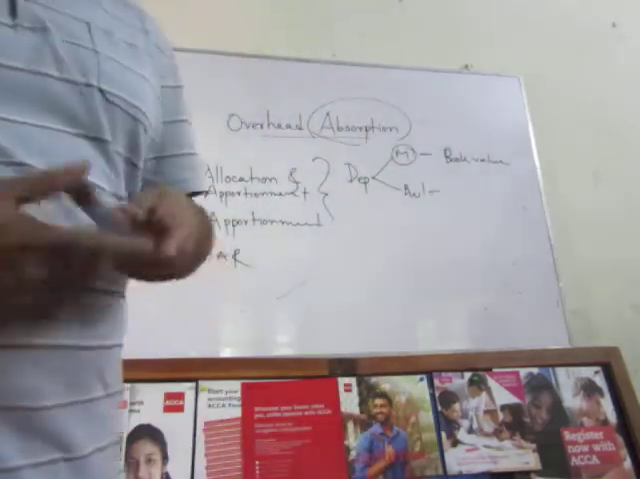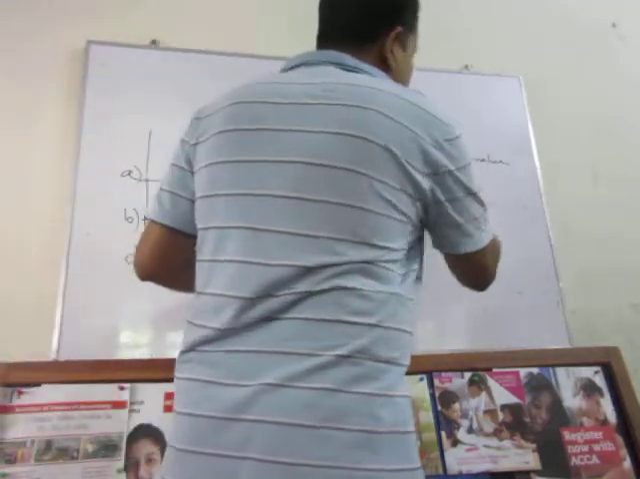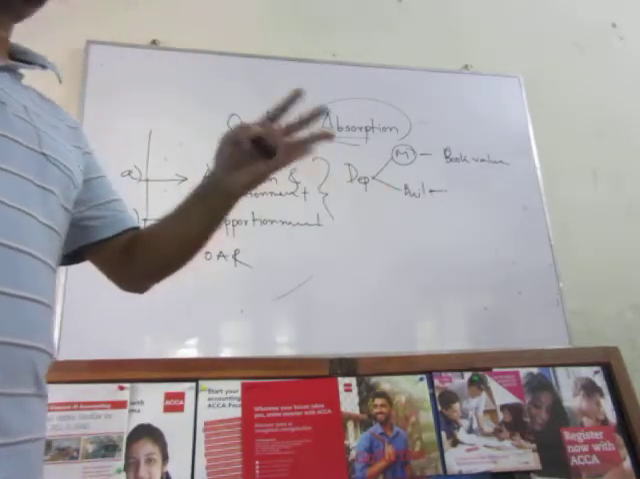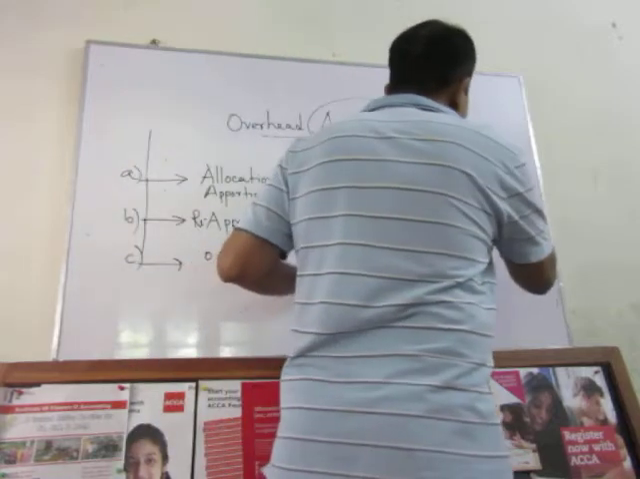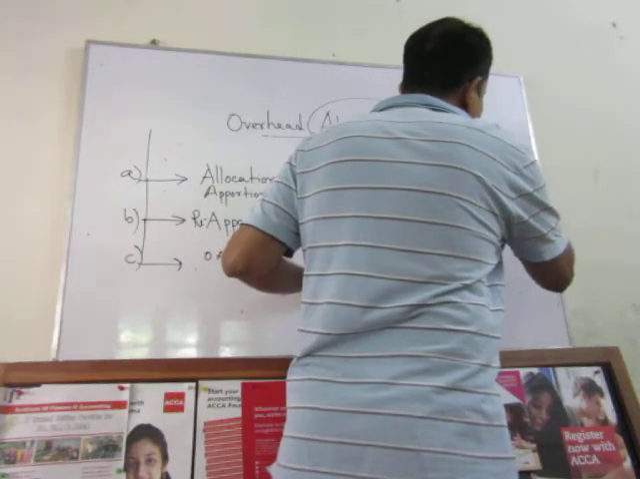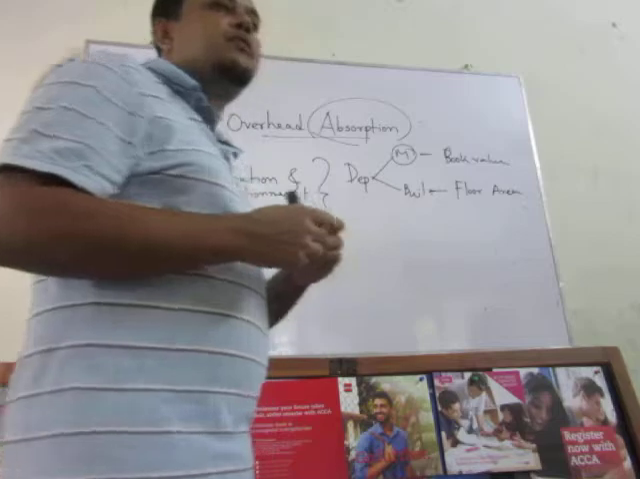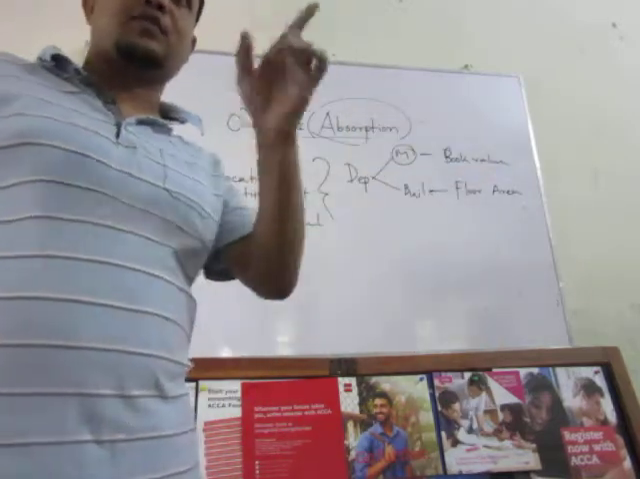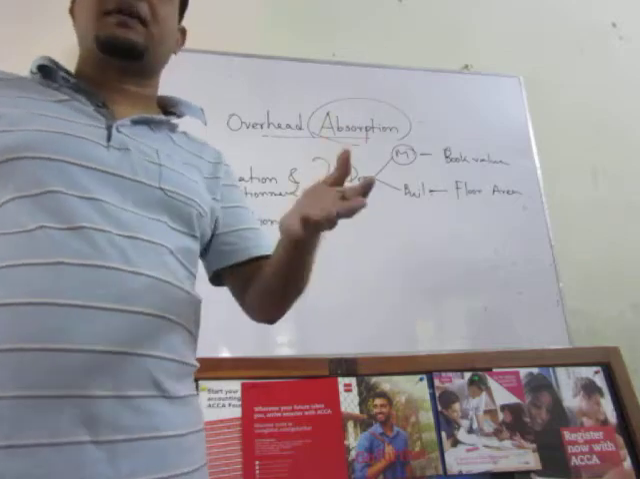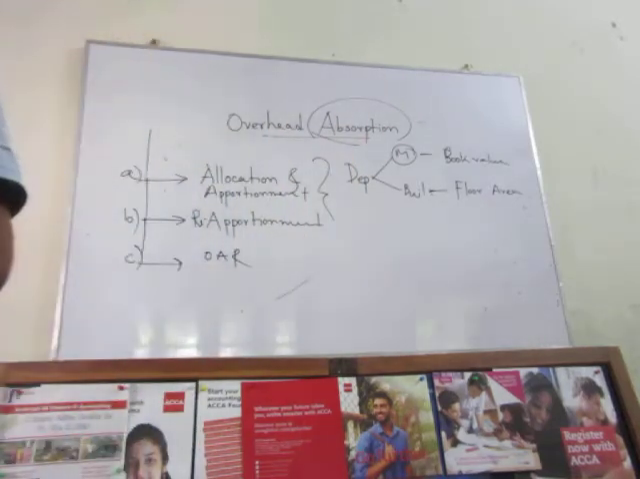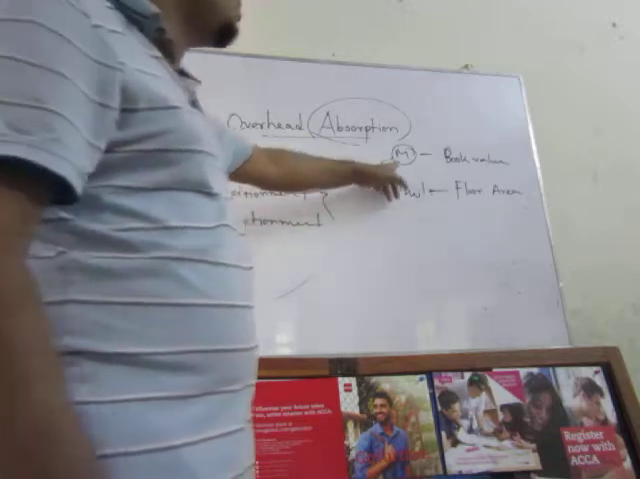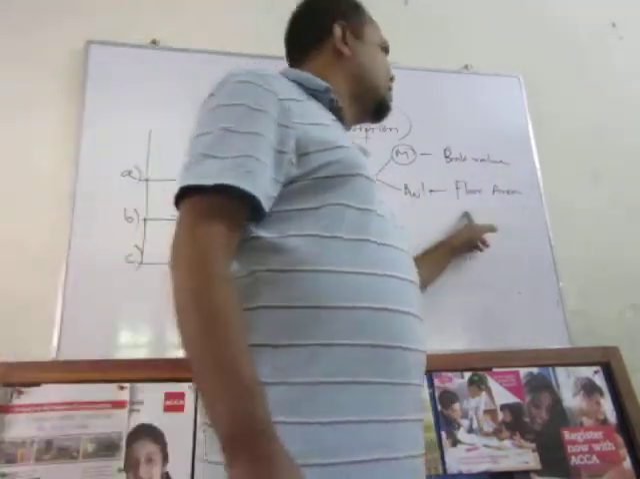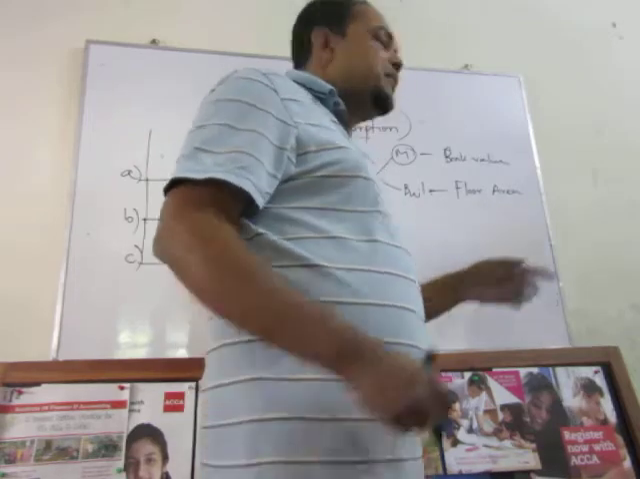Then depreciation of building. Depreciation of building should be allocated and apportioned between the departments depending upon the floor area. Floor area means length into height. That means square feet. It could be square feet, square yard, or even square meter. Clear? So depreciation of machine will be distributed according to book value. Depreciation of building will be distributed according to floor area.